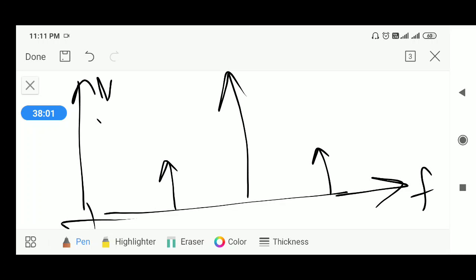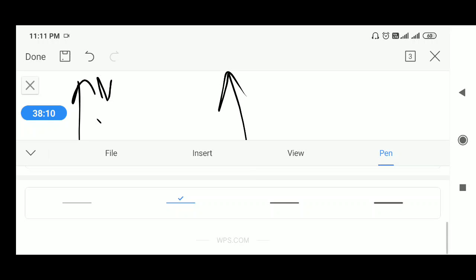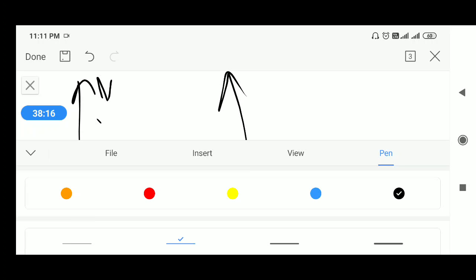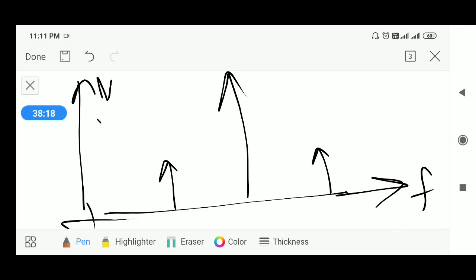On the y-axis is voltage, on the x-axis frequency. The middle line indicates the carrier component. This is the carrier component, this is the upper sideband component, and this is the lower sideband component.